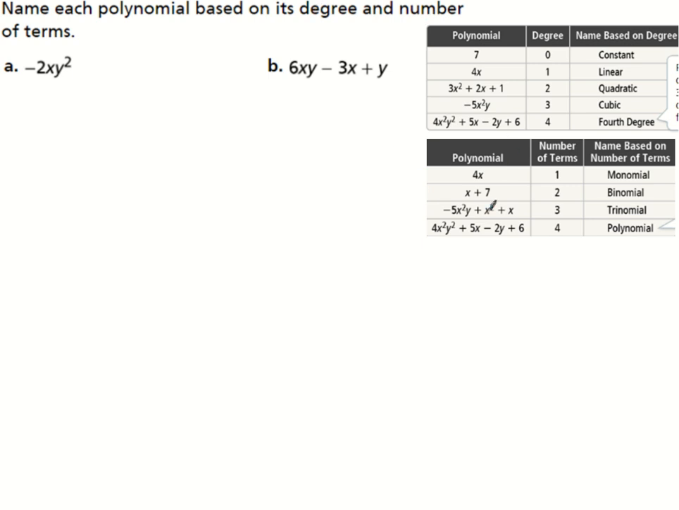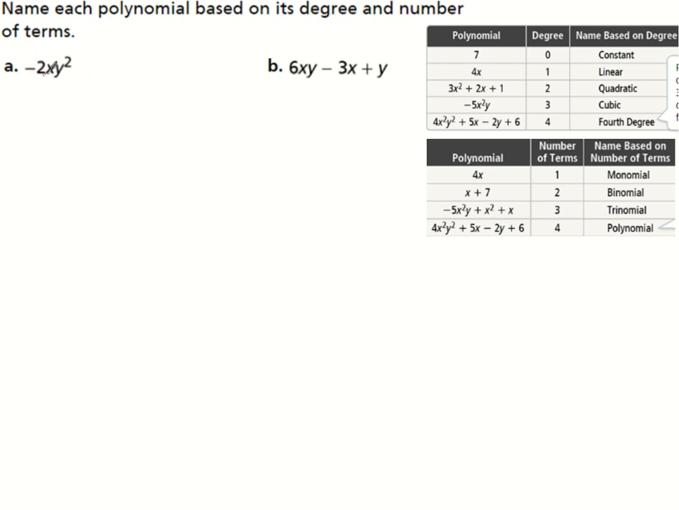A monomial is just one single term. It can be multiplied by different things, it could have exponents, it could have multiple exponents, but as long as there's no adding or subtracting involved, it's just considered one term, which is a monomial. So 4x is a monomial. Another example of a monomial would be this guy right here. This is negative 2xy squared.